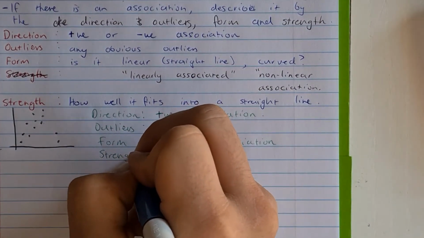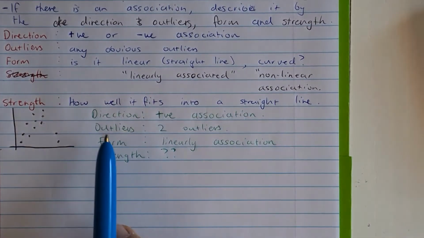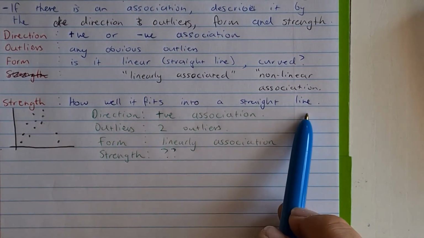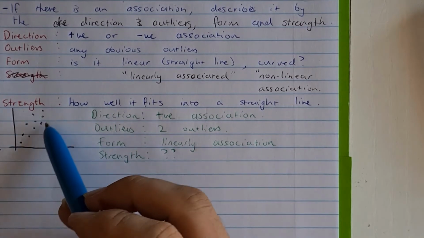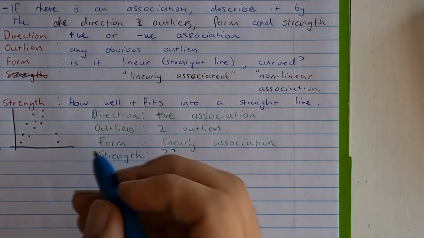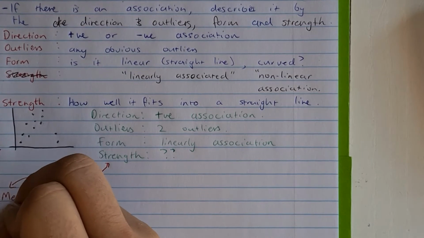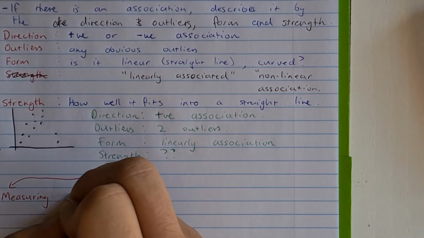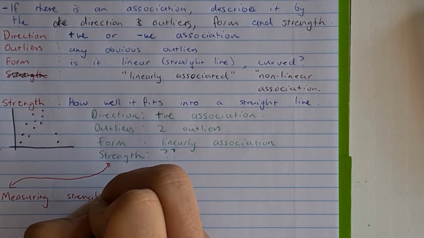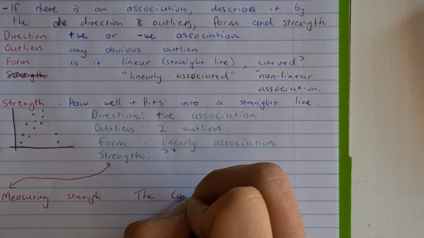Now the strength. This is a bit ambiguous because the strength is how well does it fit into the straight line. But we haven't yet defined, how do we define how well something fits into a straight line? So to do that, we're going to look at measuring strength, which uses the correlation coefficient.